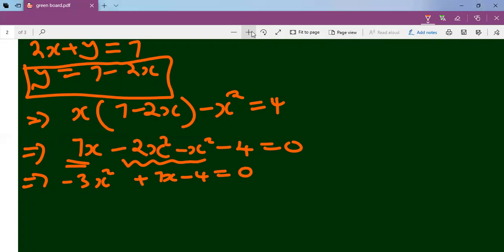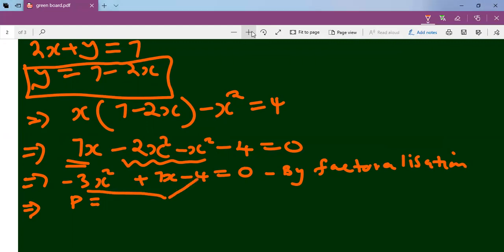Now, at this stage, you can use any method of solving quadratic equations. If you're able to factorize, you can factorize. So I'll use factorization here. By factorization, we need to get the product. Our product is the first, -3 by -4, that's A times C, so this will produce a 12. Then our sum is B, which is 7. So we need to get the factors of 12 whose sum is 7. These factors are 3 and 4. So we can proceed.